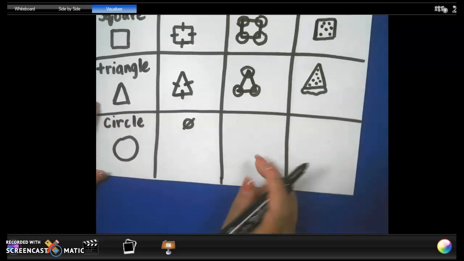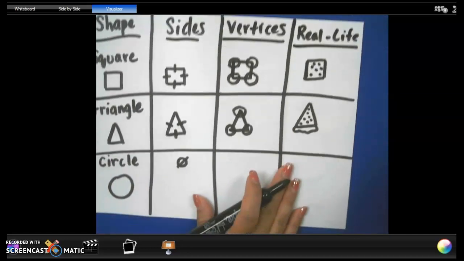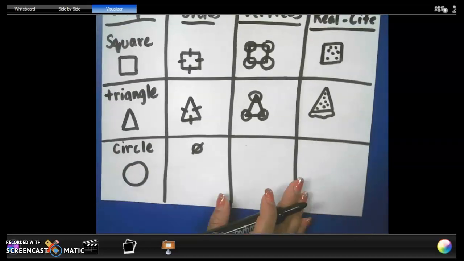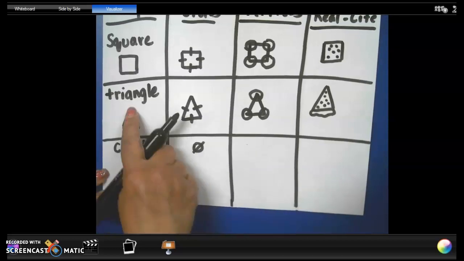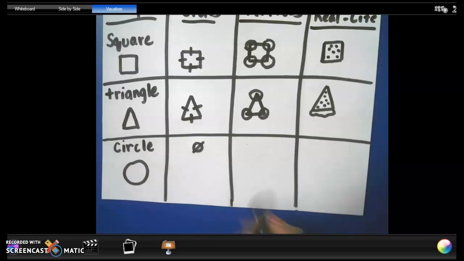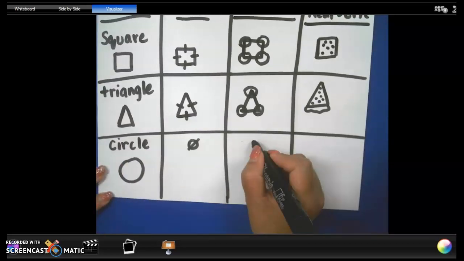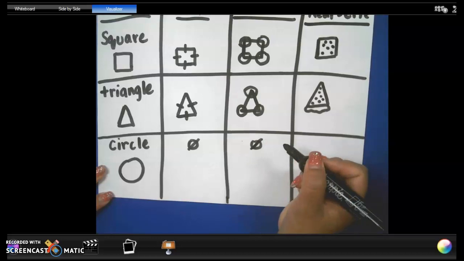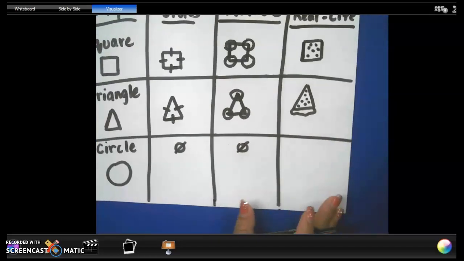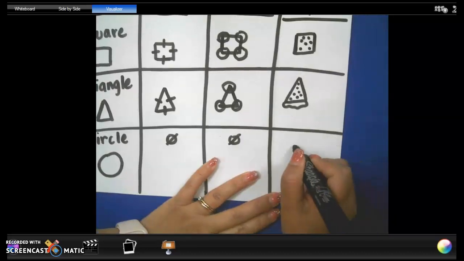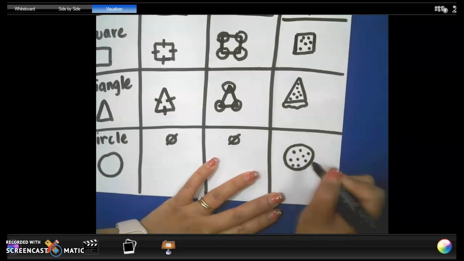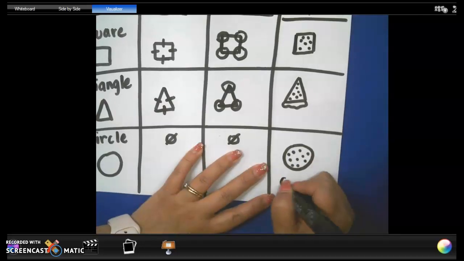Now we're going to look at its vertices or the corners. And look at it. Does it have any corners? No, because corners are like the little points, right? So there's no vertices on this one either. So I'm going to put a 0. That's my 0, the way I make a 0. Now let's think about real life objects. What around our life looks like a circle? You know what? I can think of a cookie. So I'm going to draw a cookie, a chocolate chip cookie. Ooh, it's got a lot of chocolate chips. So that's a cookie.